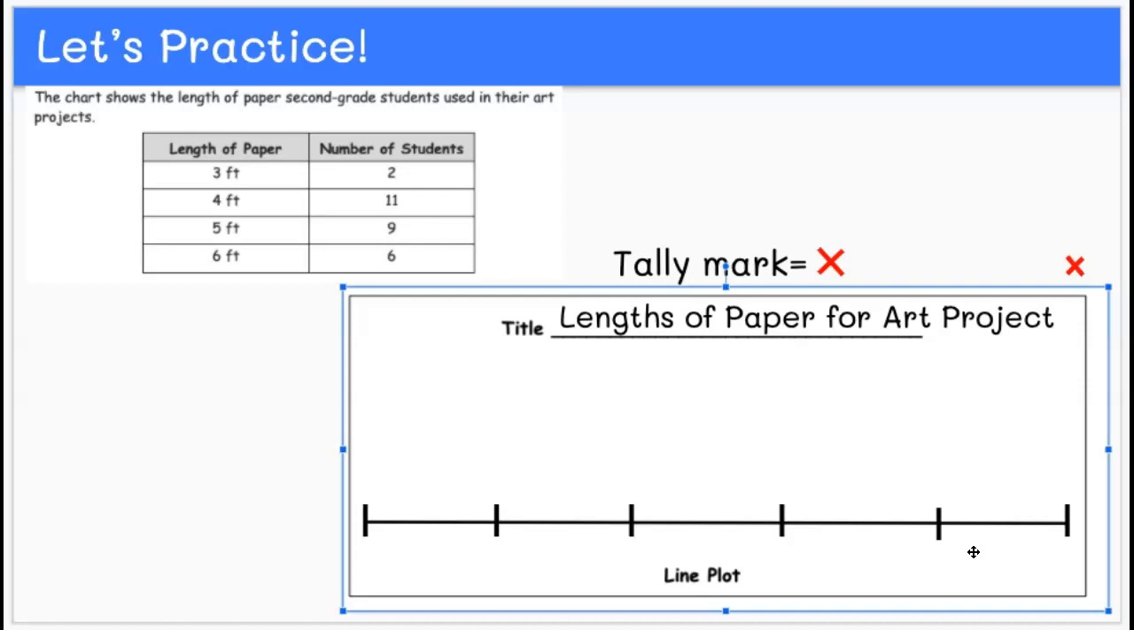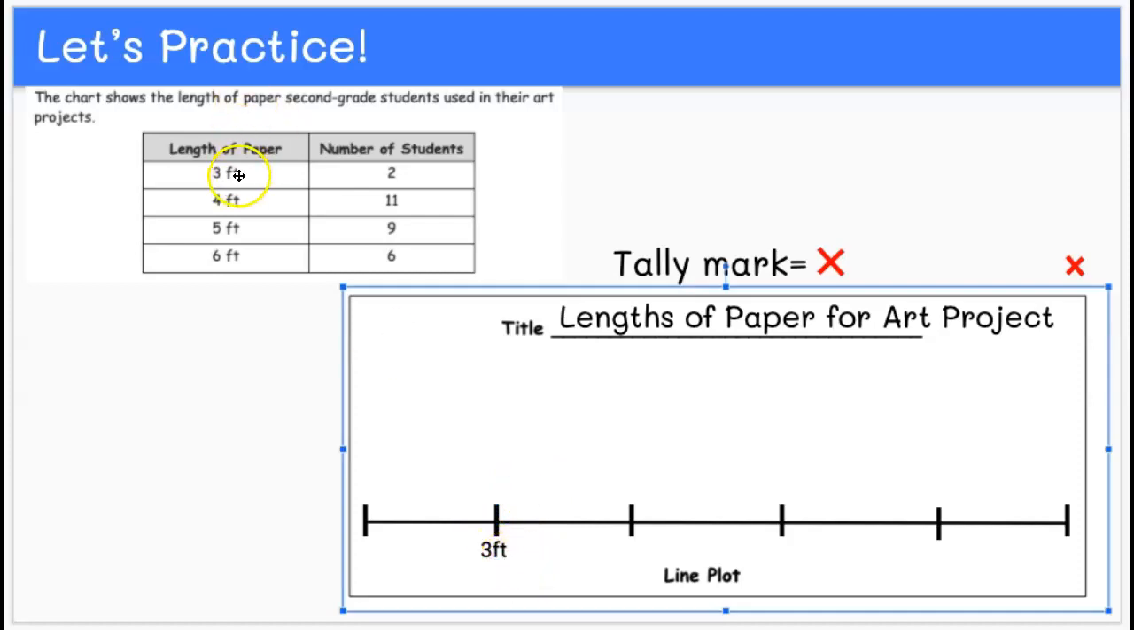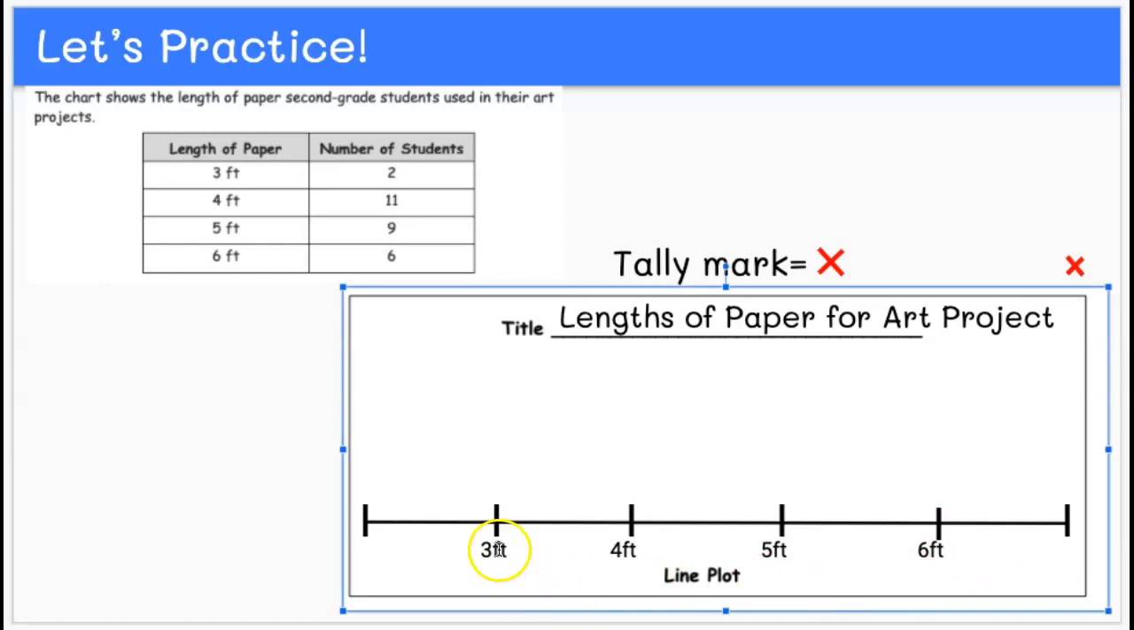Now I need to label what each hash mark stands for. So first you do your title, then we place our hash marks and label them. This first one is going to be 3 feet because that's the first length of paper. The next one is going to be 4 feet because that's the next length of paper. 5 feet and 6 feet. Okay, so I placed my hash marks and I labeled them. Now, the only thing that's left to do is to mark the number of students who used each length.